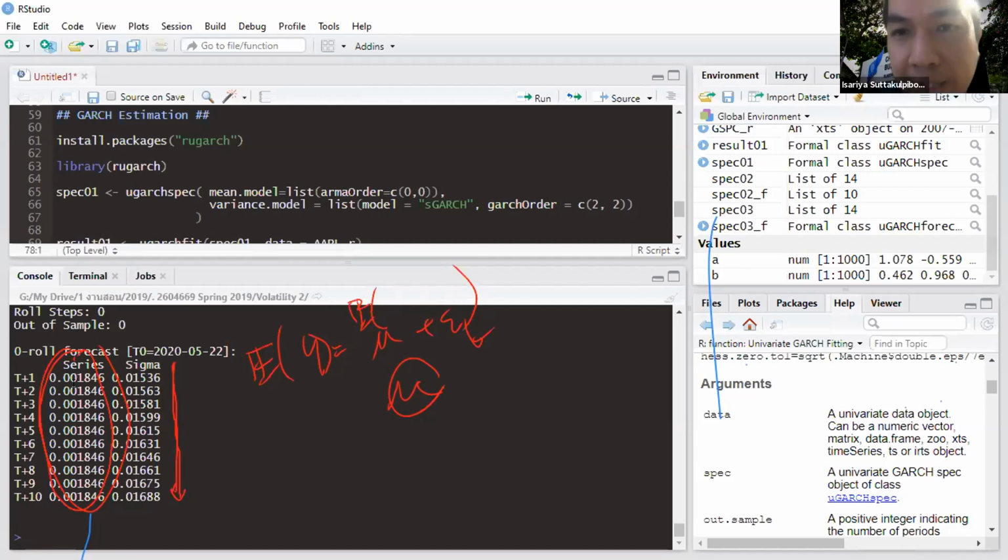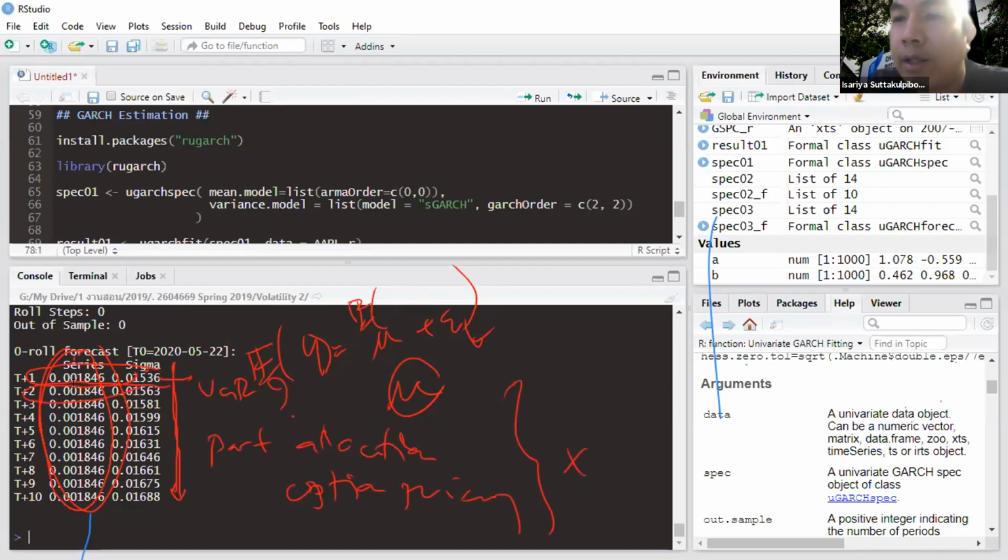Okay, but each day you can compute, for example, portfolio allocation, right? Or each day you can compute value at risk, right? Or portfolio allocation, or option pricing, a lot of things, right? So there are a lot of applications that came out of this.